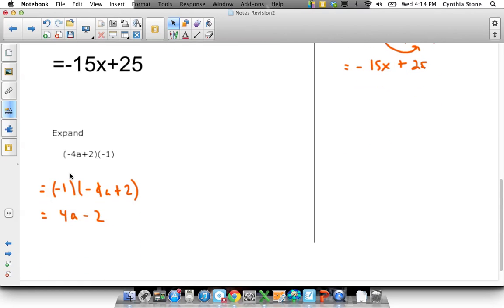Similarly here, ooh, messy. I rewrite it with the 1 in front. And minus 1 times minus 4a is plus 4a. Minus 1 times minus 4 is plus 4. And minus 1 times plus 2 is minus 2.